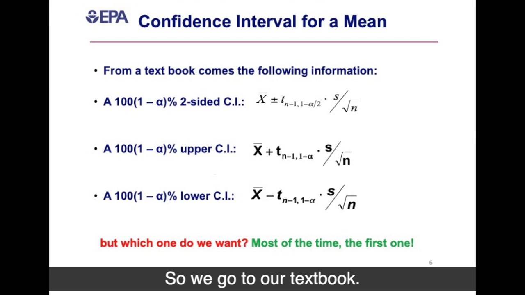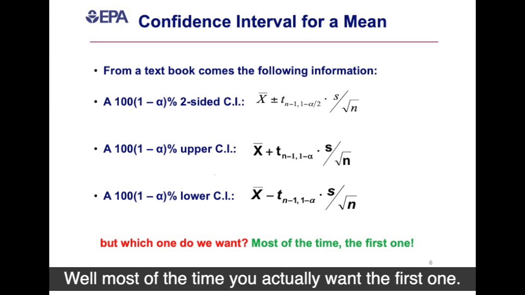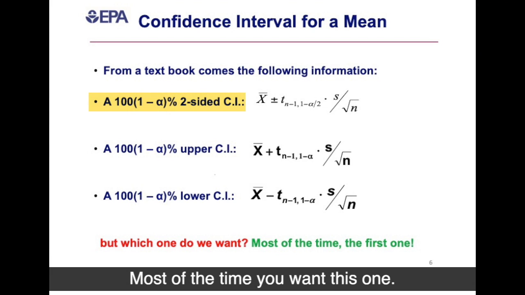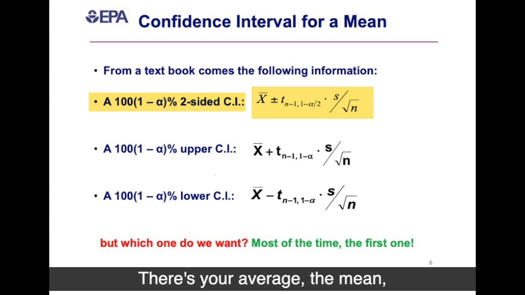So we go to a textbook. Do you like that? No. It's all right, be honest. No, nobody really likes that. I mean, it's full of spiky things and alphas and things like that. Well, most of the time you actually want the first one. Most of the time you want this one. And look at what it's got. There's your average, the mean, plus or minus t.